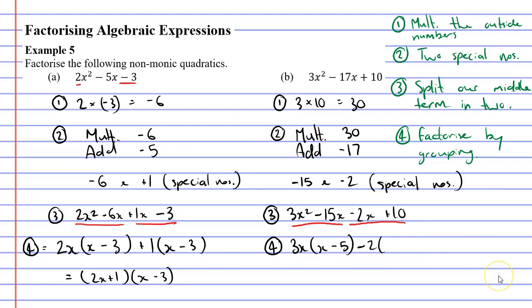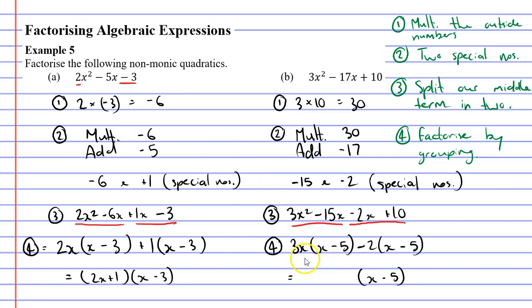Minus 2 times x gives me minus 2x. And minus 2 times minus 5, two minuses give me a positive. They will give me plus 10. And this has worked out great because both sets of brackets are exactly the same, which means I can take those two sets of brackets and put them in one set of brackets, x minus 5.